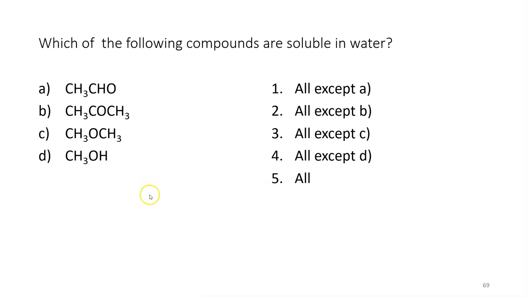What do you think about this one? Which of these compounds do you think would be soluble in water? Take a moment, think about that, and pause here, and then we'll talk about this.